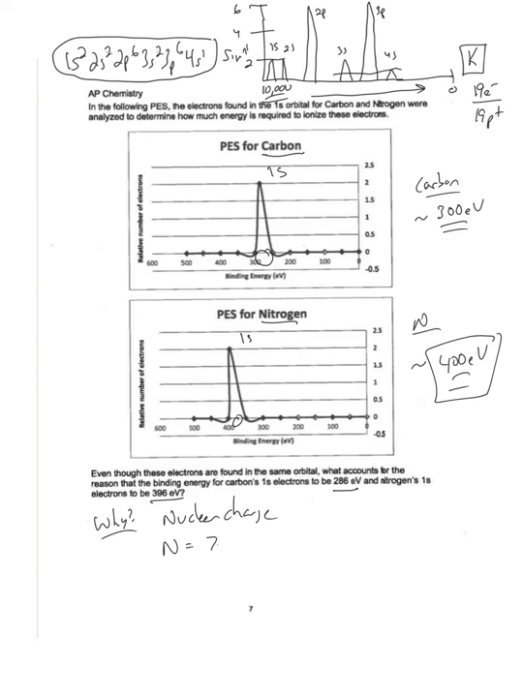Nitrogen has got 7 protons in the nucleus. Carbon only has 6. And because of that, nitrogen has got a greater nuclear charge, and this then causes a greater coulombic attraction, or a greater pull from the nucleus on the electrons in the 1s, and therefore if there's a greater attraction of the electrons to the nucleus, it's going to take more energy to ionize the electrons from that orbital.